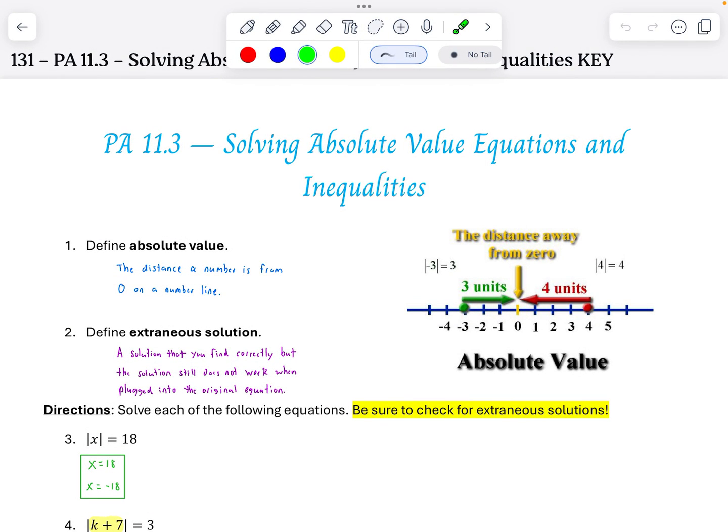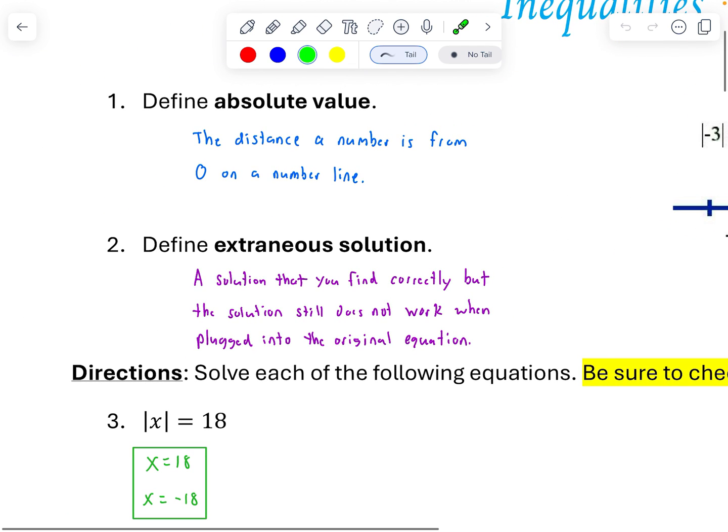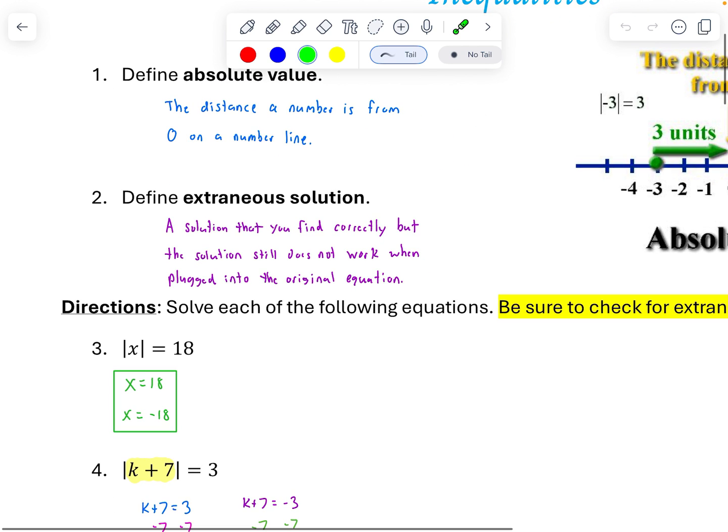All right. Here's another video key for this time, PA 11.3, solving absolute value equations and inequalities. First, just a couple of definitions. We have absolute value. Absolute value is defined as the distance a number is from zero on a number line. That's something I'm going to reference throughout this video key.